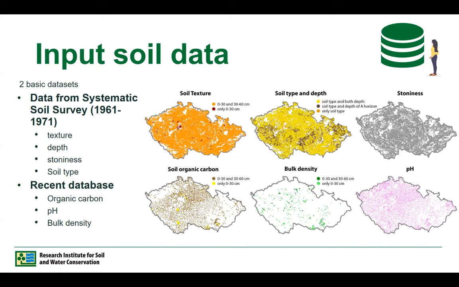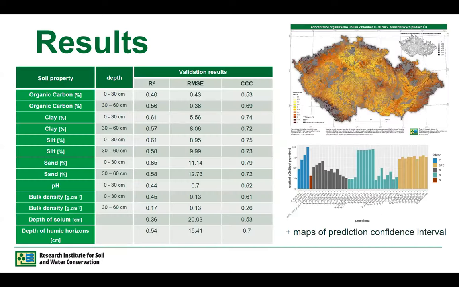we used an up-to-date database. In this database, we have less data, but for example for organic carbon, about 8,000 points. So here you can see some metrics of prediction ability of the models, and with some exceptions, we reached good results. We predicted the final maps and the maps of the prediction confidence interval, on which we can assess the uncertainty at each point.